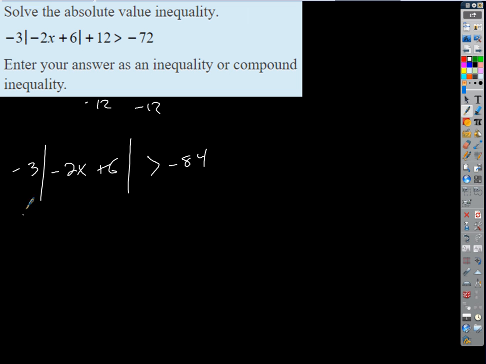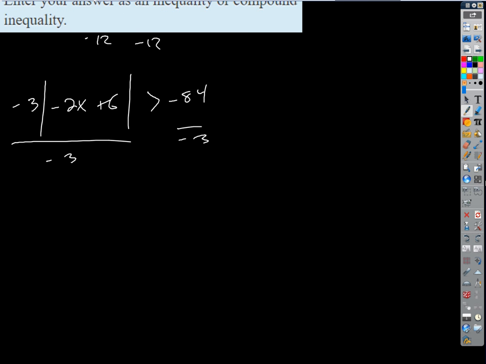Divide. Okay, I'm going to divide each side through by -3. That's going to cancel there. So on this side, I just get the absolute value of -2x plus 6. Over here, -84 divided by -3 is what? Is that 28? Positive 28? Okay, what goes in the middle? But what kind of sign? I gotta flip it, don't I? Because I divided by a negative, I've gotta flip that sign around.